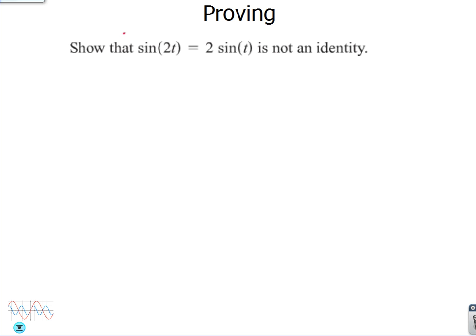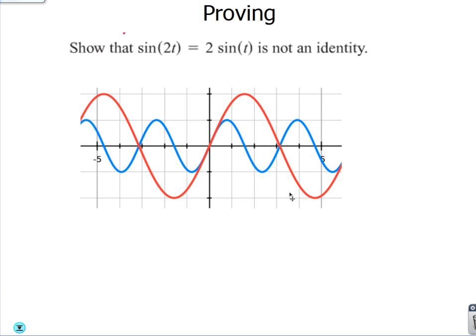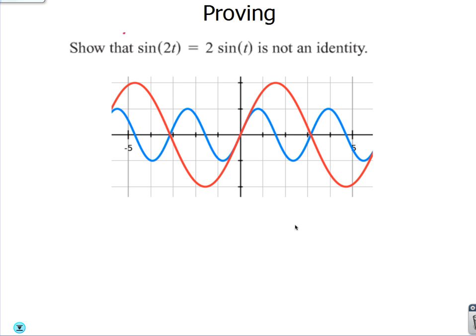Now let me show you how you can disprove an identity. This is pretty easy. Disproving an identity is a whole lot easier than proving it. The sine of 2t equals 2 times the sine of t. The easiest, hands down, the easiest way of disproving it is by graphing it. I don't know if you remember from geometry, but in order to disprove something, all you have to come up with is one case where that is not true.